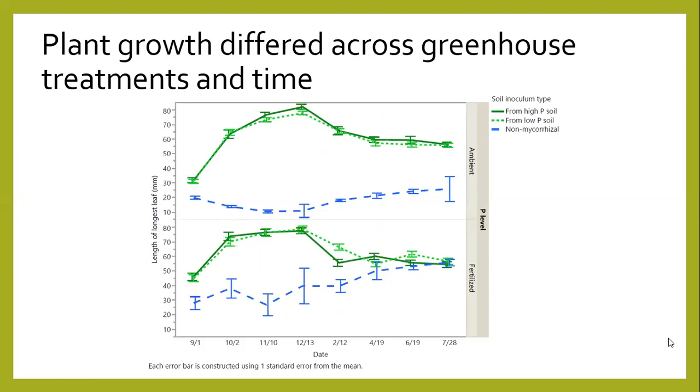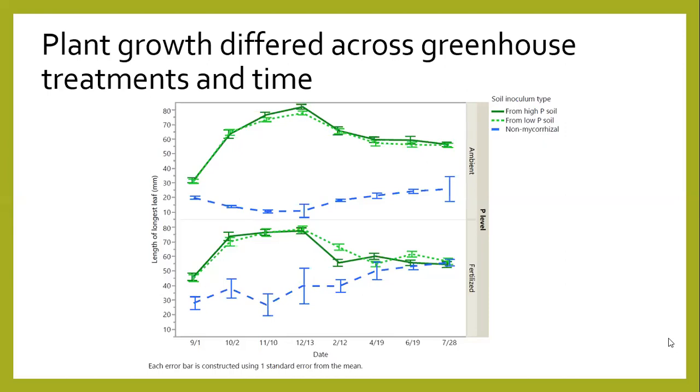While this greenhouse experiment was going on, which was for about a year, I took rough estimates of plant biomass about every month or so. I did that by measuring the length of the longest leaf. So that's a non-destructive method of estimating biomass.